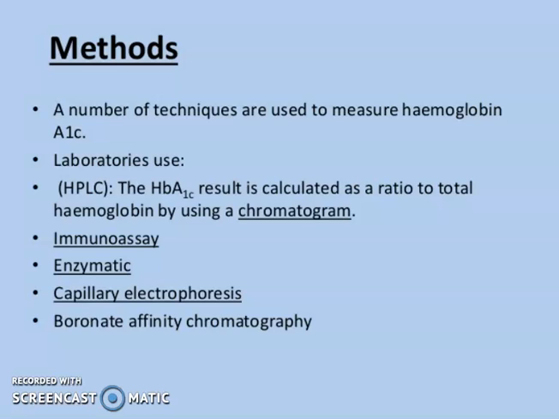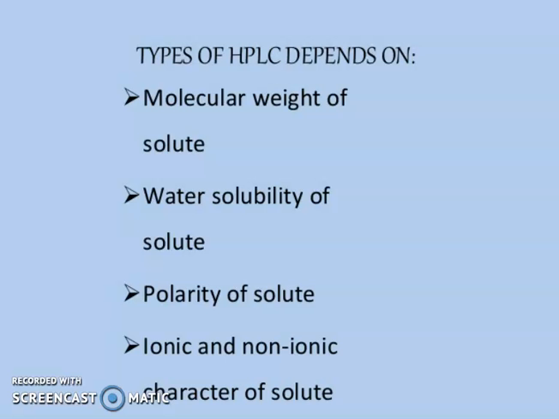So what is the method? A number of techniques are used to measure hemoglobin A1c. Laboratories use HPLC. The HbA1c result is calculated as a ratio to total hemoglobin by using chromatogram, immunoassay, enzymatic methods, capillary electrophoresis, and boronate affinity chromatography. So friends, types of HPLC depend on molecular weight of solute, water solubility of solute, polarity of solute, and ionic and non-ionic character of solute.